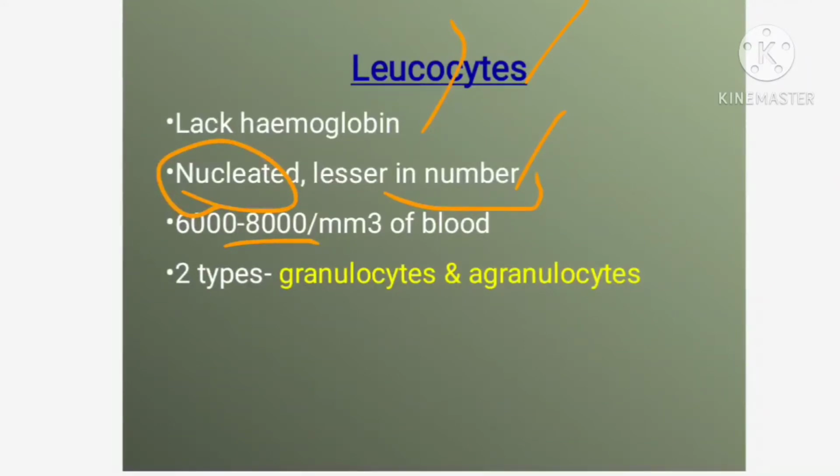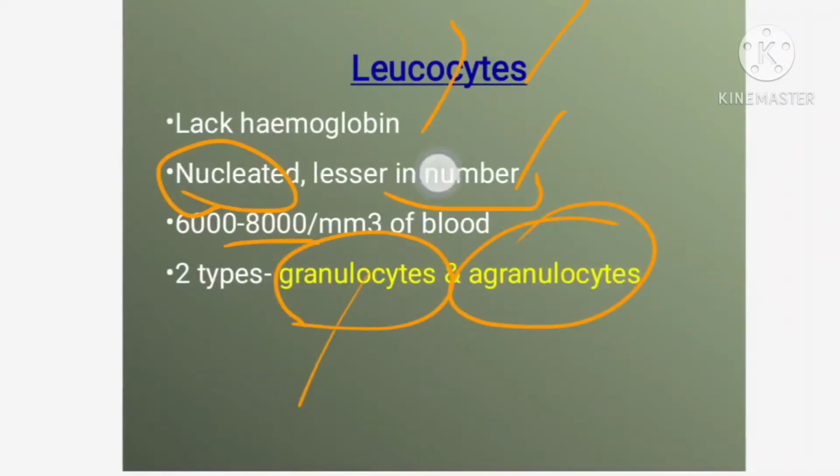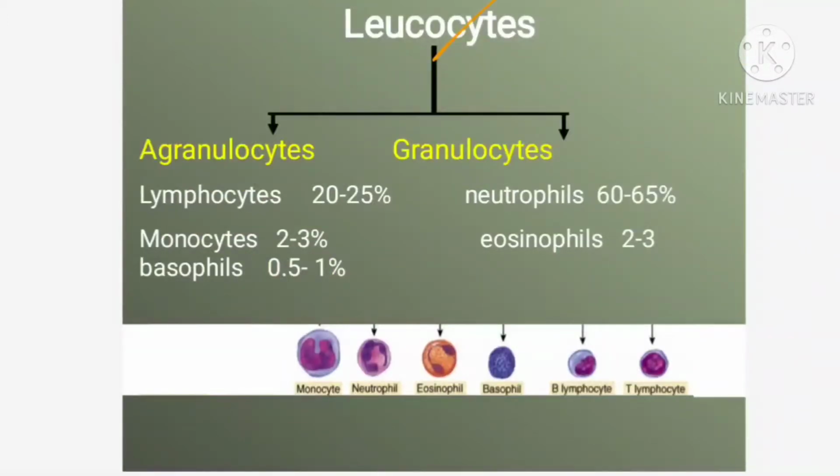These leukocytes are present. Now, these leukocytes are divided into two types, which we have already discussed. One is granules and another one agranules, means one is having the granules, okay, and another one does not have the granules. Okay. So, if granules are present, we call them granulocytes, and if granules are absent, we call them agranulocytes. So, leukocytes are divided into agranulocytes and granulocytes.